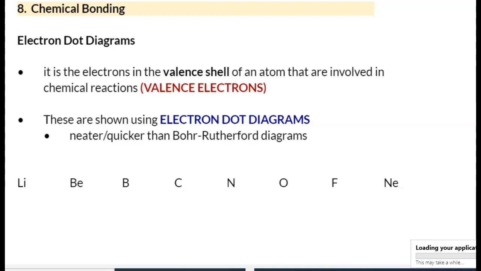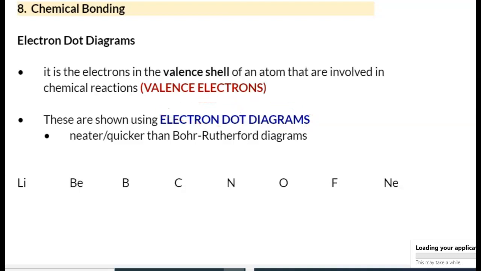So in today's lesson, I want to begin our conversation about chemical bonding. We've taken a deep dive into Bohr-Rutherford diagrams and analyzed how they can help us predict the number of valence electrons that we see in an atom. But we're at the point where we're ready to leave those behind and look at a more simplistic way of representing those valence electrons. And here come electron dot diagrams.